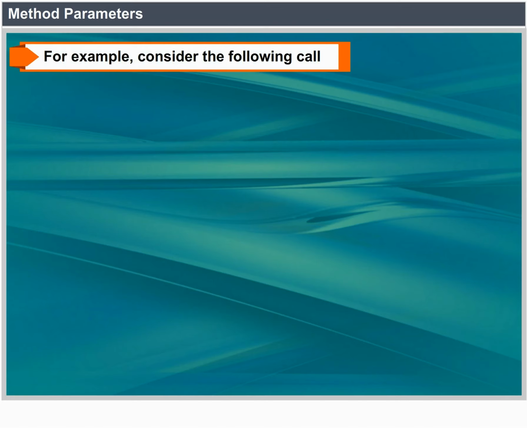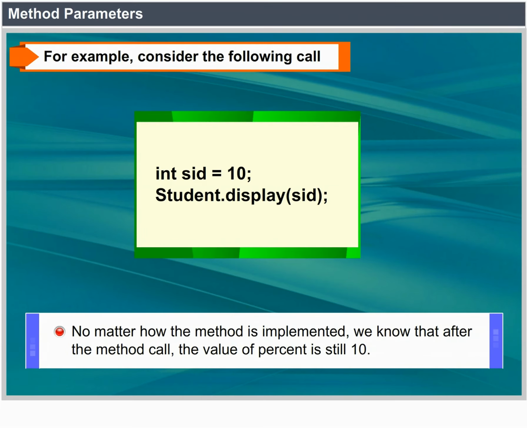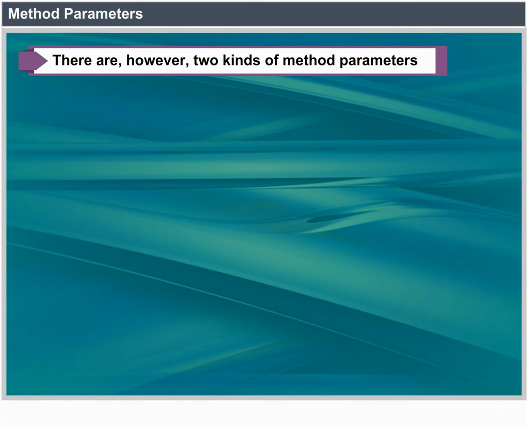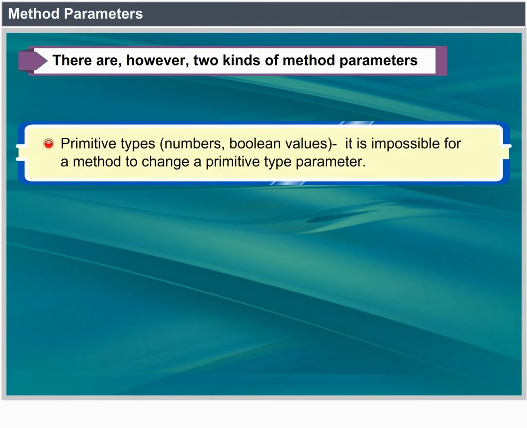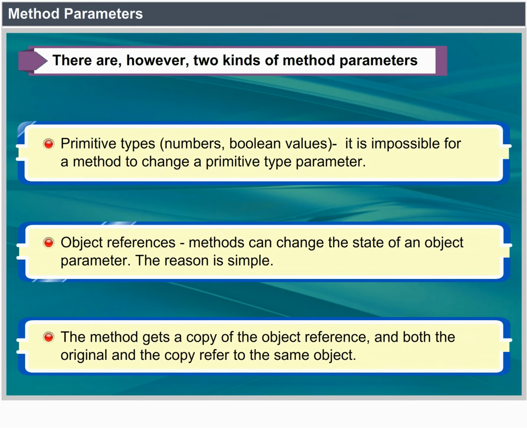For example, consider the following call. int sid = 10; Student.display(sid). No matter how the method is implemented, we know that after the method call, the value of sid is still 10. There are, however, two kinds of method parameters. Primitive types: numbers, Boolean values. It is impossible for a method to change a primitive type parameter. Object references. Methods can change the state of an object parameter. The reason is simple. The method gets a copy of the object reference, and both the original and the copy refer to the same object.